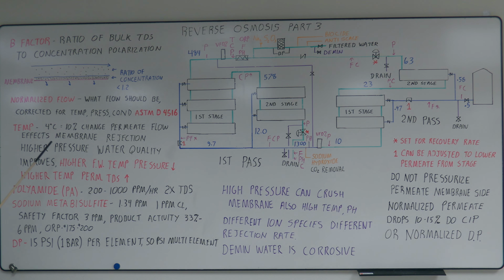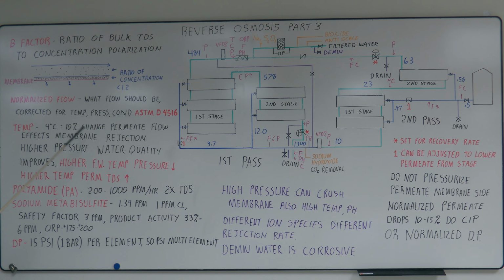Your normalized flow, we mentioned a few times, is what the flow should be. It is corrected for temperature, pressure, conductivity. A lot of chemistry analyzers, you want 25 degrees Celsius or 77 degrees Fahrenheit. You can look at the ASTM D4516 standard for this. Good luck with that. It's kind of complicated, and I do believe they charge you for the actual document, but if you're interested in this, the ASTM D4516 will clarify what's involved.